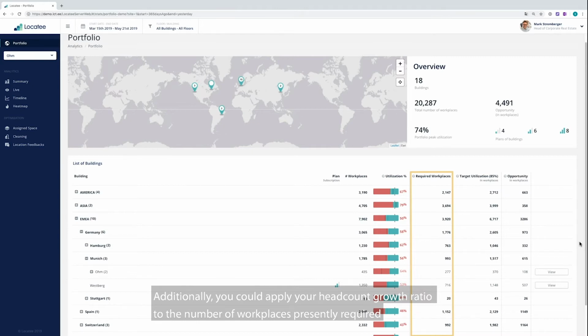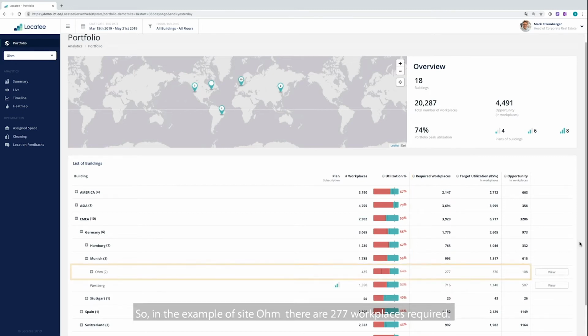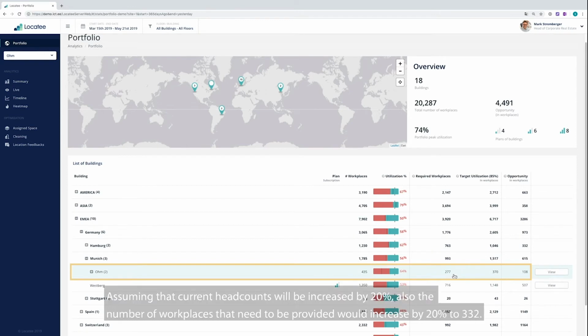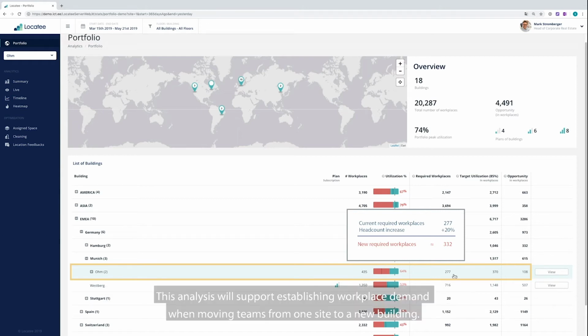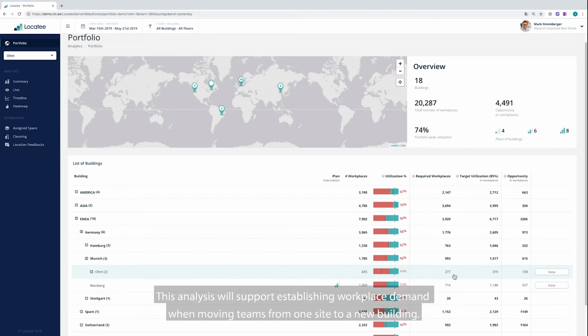Additionally, you could apply your headcount growth ratio to the number of workplaces presently required. So in the example of site OM, there are 277 workplaces required. Assuming that current headcounts will be increased by 20%, also the number of workplaces that need to be provided would increase by 20% to 332. This analysis will support establishing workplace demand when moving teams from one site to a new building.